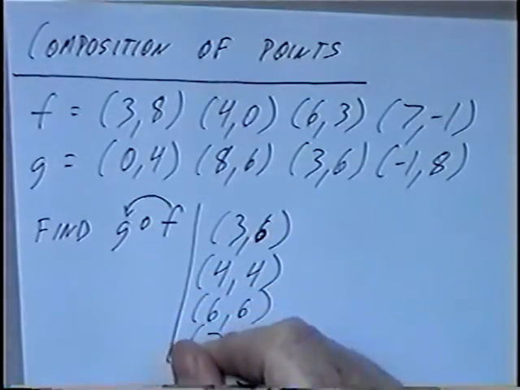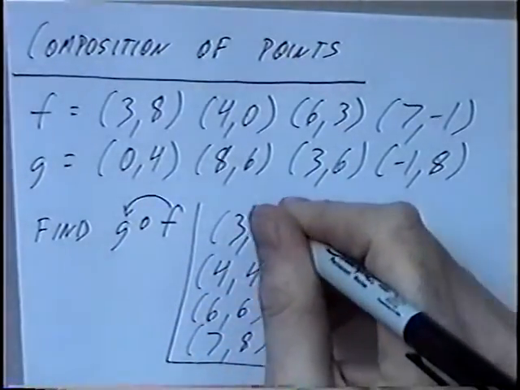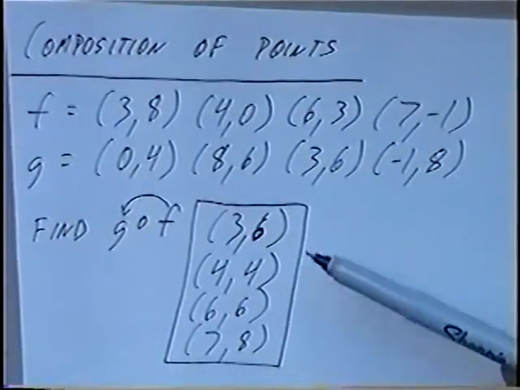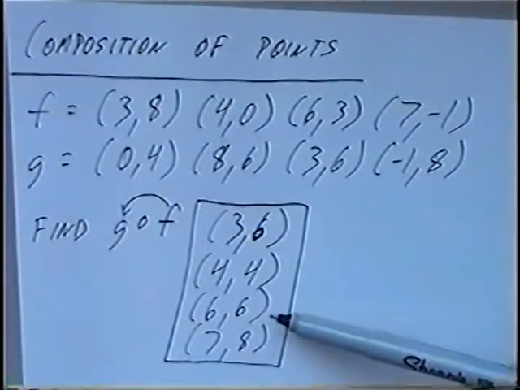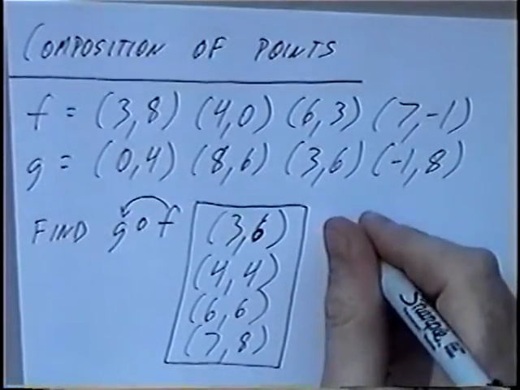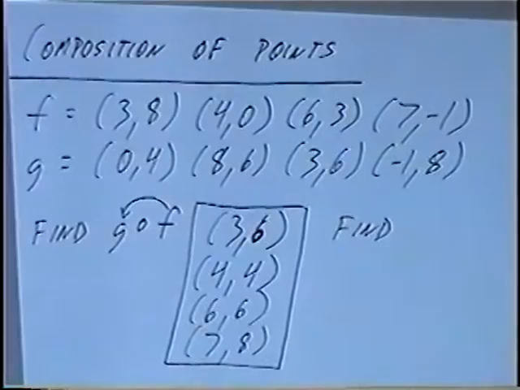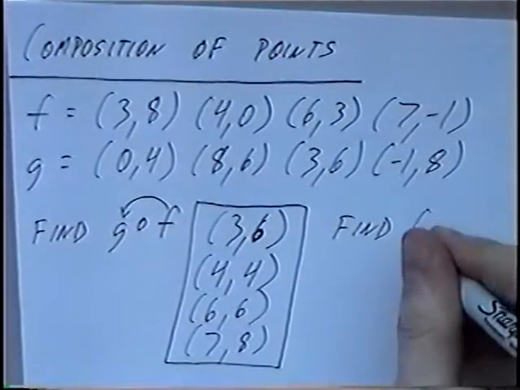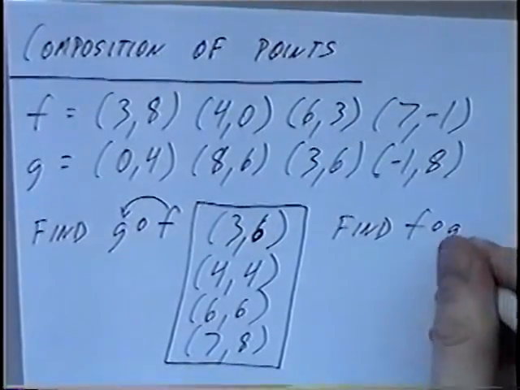So 4 points, and we have 4 answers. G composition of f is equal to 3 comma 6, 4 comma 4, 6 comma 6, and 7 comma 8. Second question, and last question for the section. We'll do the same process, but we'll do the opposite by finding f composition of g.